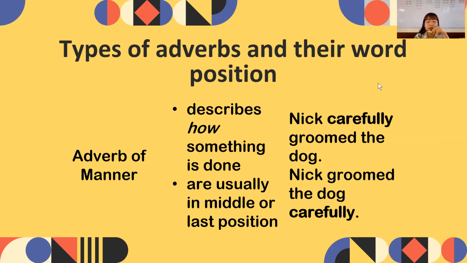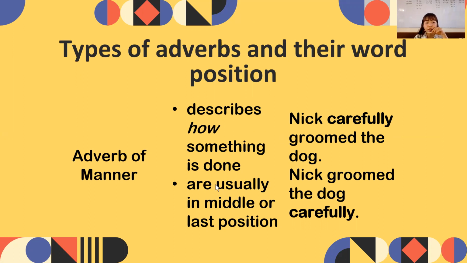So first, adverb of manner again describes how something is done, the manner of doing something. In terms of word position, adverbs of manner are usually placed in the middle or the last position in a sentence or clause. For example, we have here the sentence, Nick carefully groomed the dog. So how do we identify the adverb of manner? You ask the question, how did Nick groom the dog? The manner of how something is done. The answer there is carefully. So this is our adverb of manner.